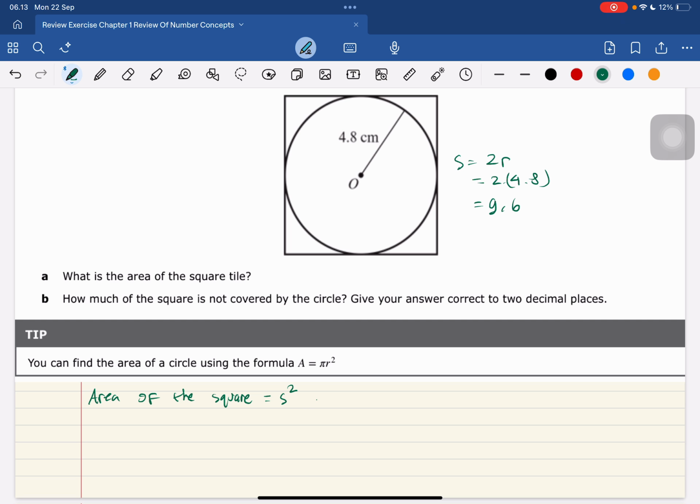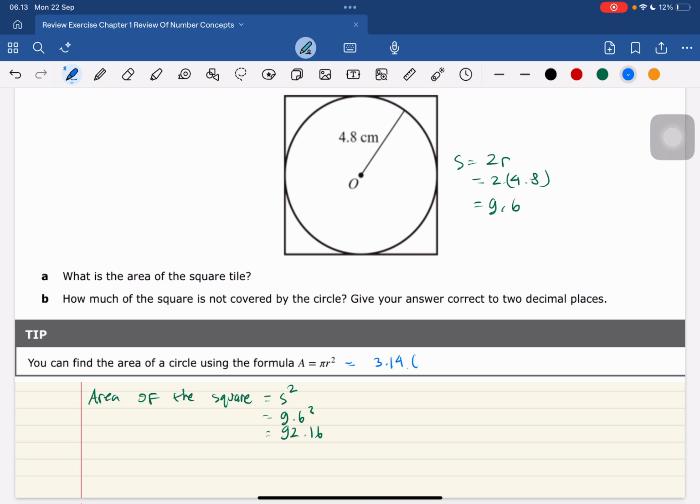So the side is 9.6 squared. So let's find it. 9.6 squared is 92.16. So how much of the square is not covered by the circle? So let's find the area of the circle. Okay, they give us the formula here.